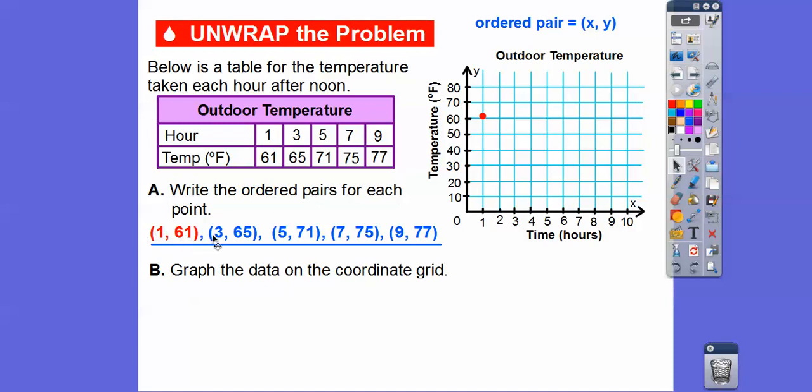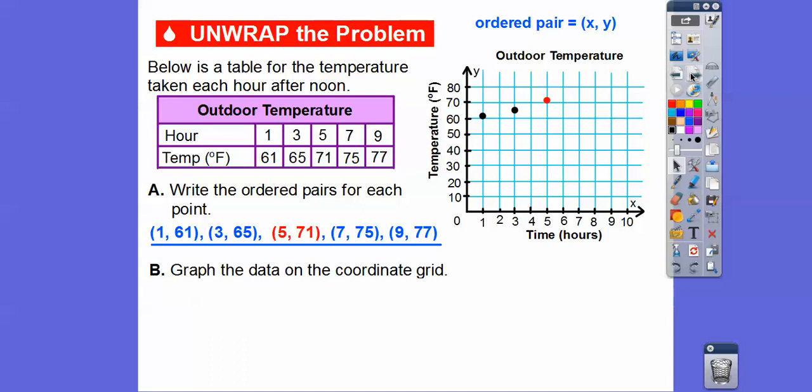Okay, so for this one, we always start at the origin. So we're going to go back to the origin right here. And this one says go over 3 up 65. So we're going to go over 3 and then up 65. That's going to take us right in the middle of 60 and 70, so right about there. So there's that one right there.